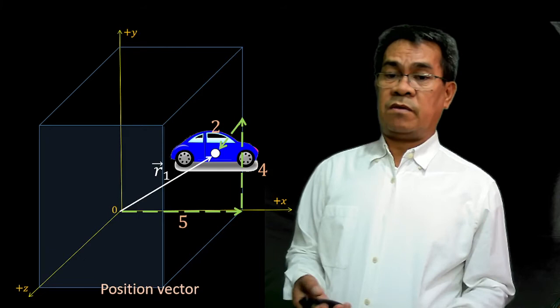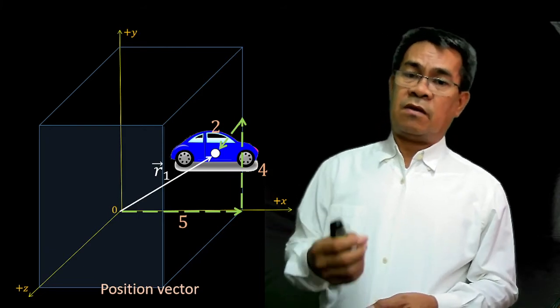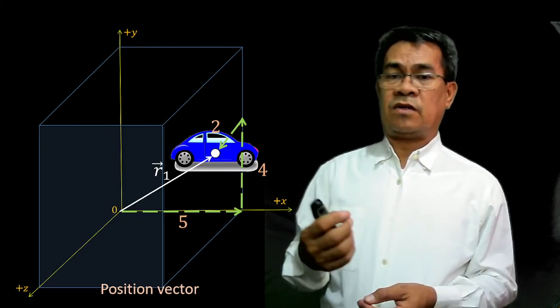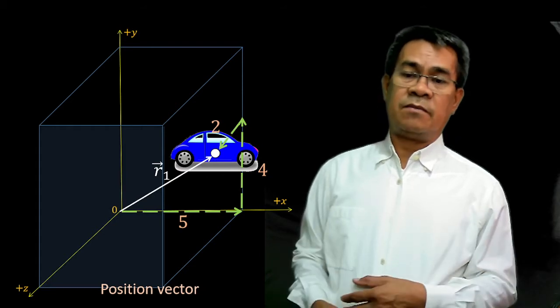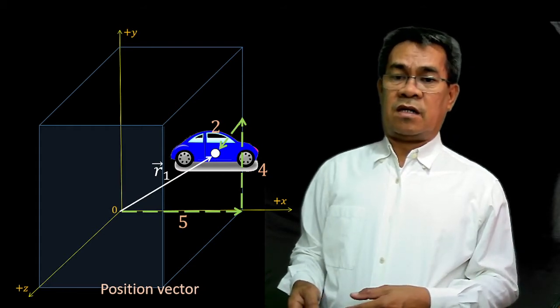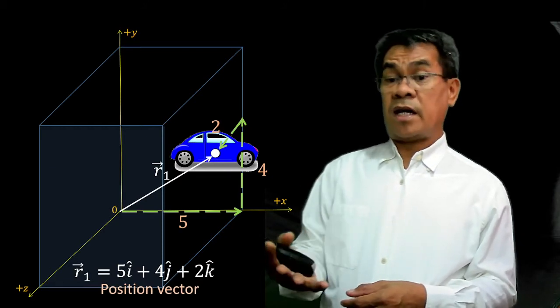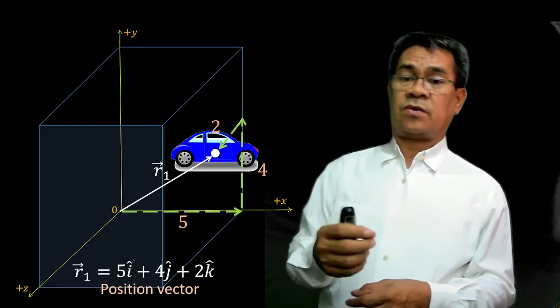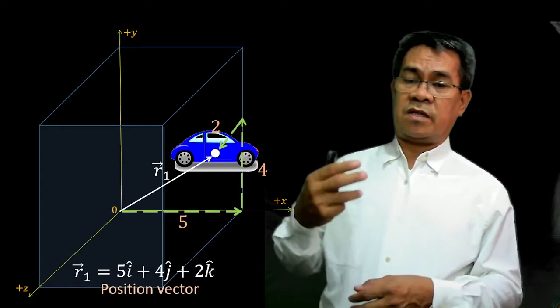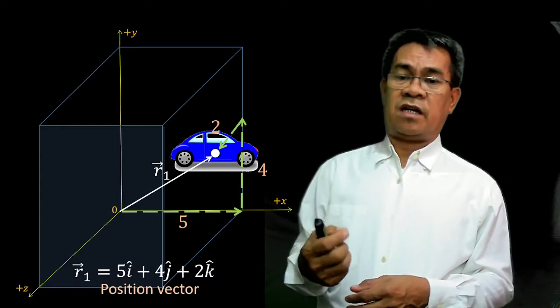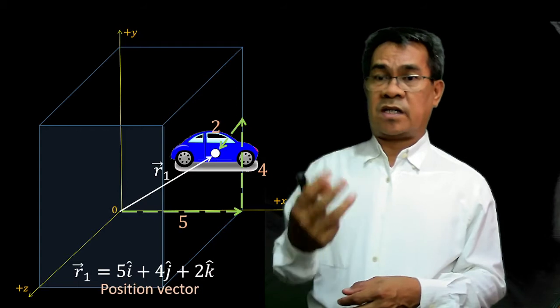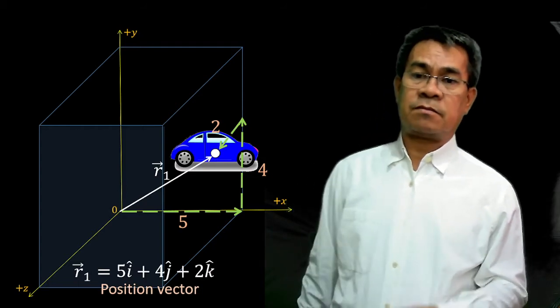Suppose we have 5 for x, 4 for y, and 2 for z, and all are positive, then we can write the position as 5 i hat plus 4 j hat plus 2 k hat. Remember that i, j, and k are the unit vectors assigned to the corresponding axes.